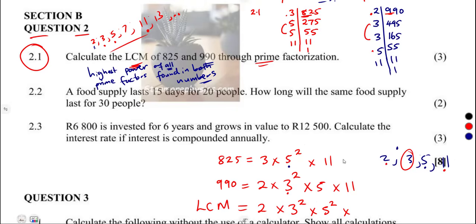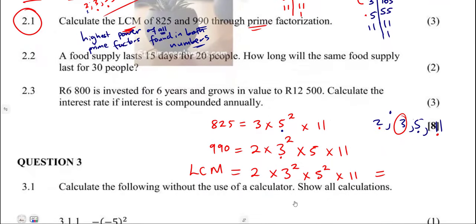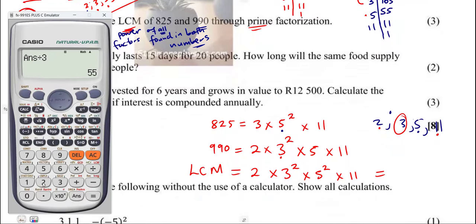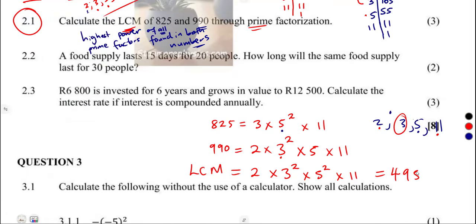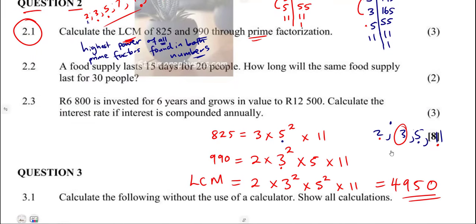There is 11 on these numbers, but which one has got the highest power? They have the same power, to the power of 1. So just write 11 as it is. All right. So this is our LCM, which we can use our calculator to determine. 2 times 3 squared times 5 squared times 11 is going to give you 4,950. So that's 4,950 as our LCM.